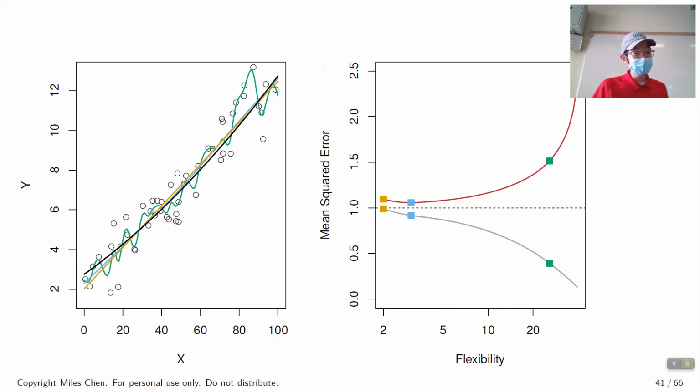Something similar over here, the true relationship is in black. And if you look at it, there's a little bit of curvature. It's not a perfect straight line, but a little bit of curvature, okay? And so the orange line, which fits a straight line, has very little error, okay? The blue line, which has just a tiny bit of curvature, has even less error, okay?